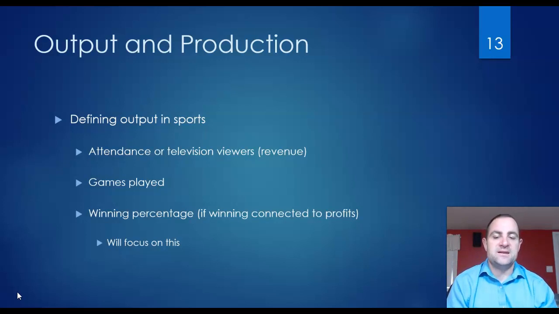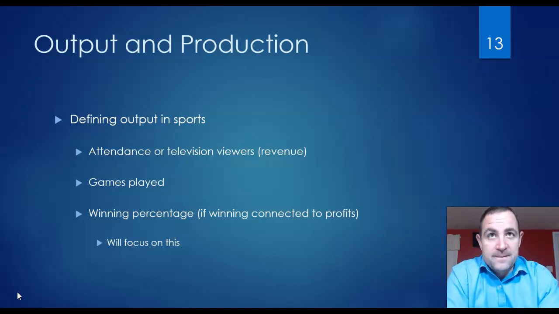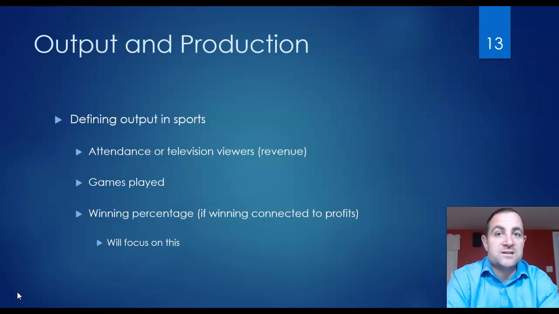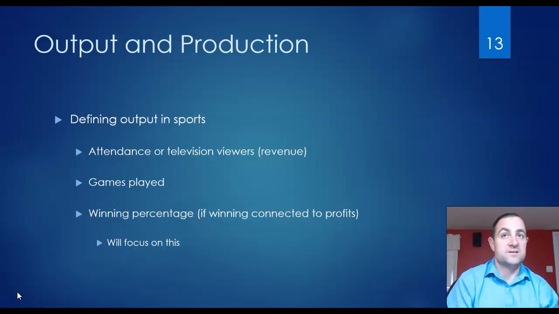Now, I mentioned attendance, television viewers, revenue. That's a direct relationship. But winning percentage is also something that will lead to better attendance and television viewers, as we previously talked about. And so if you're winning, your team's going to tend to make more money, both by attendance, but also by things like merchandise, television rights, and so forth. This is something we're going to focus on, at least in this video, because it's easier to measure and discuss, with the assumption that the more games a team wins, the more revenue and profits that team makes.